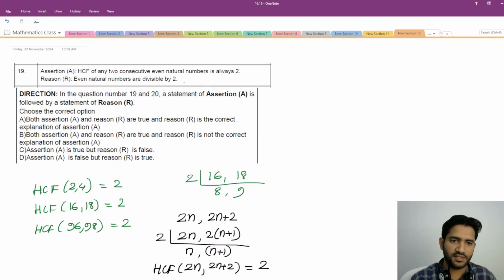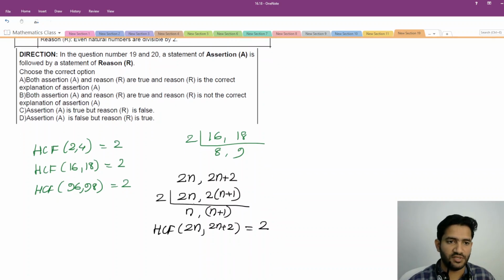Even natural numbers are divisible by 2. Any even natural number we can express in the form 2n. So we can divide by 2, we'll get n. That's true, correct. An even natural number is divisible by 2. But the problem is there is no relation between this assertion and the reason. So the reason is not the correct explanation of the assertion.